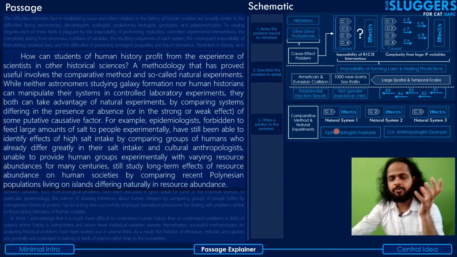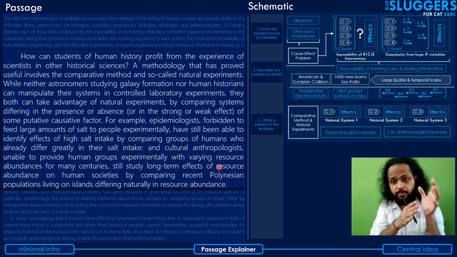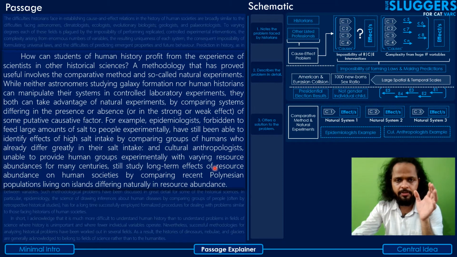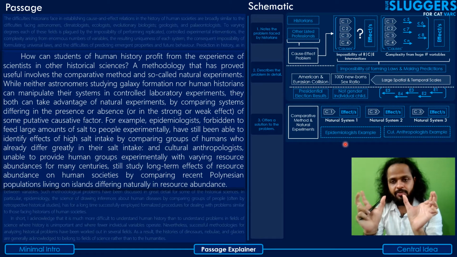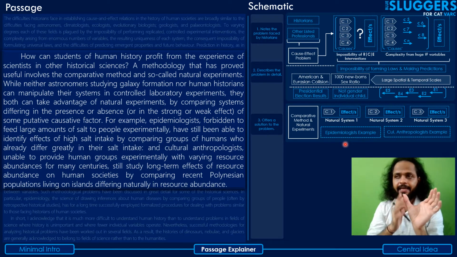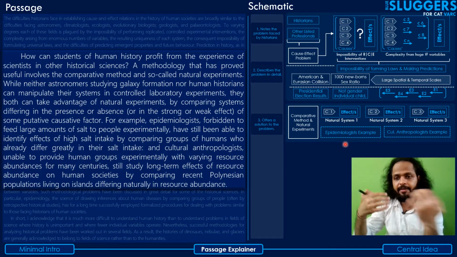So natural experiments are not experiments which will be conducted. That's why the author says so-called natural experiments, because the scientists are not actually going to conduct these. These are situations or systems which are already present in the environment. The scientists just need to figure out where they are and then study them differentially.